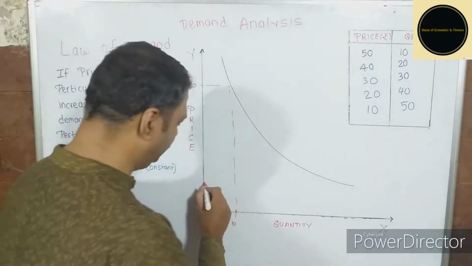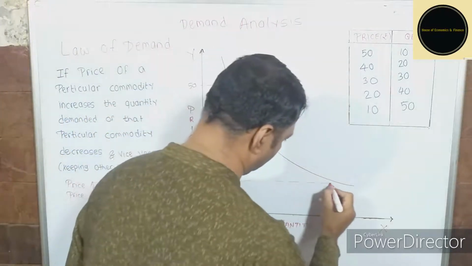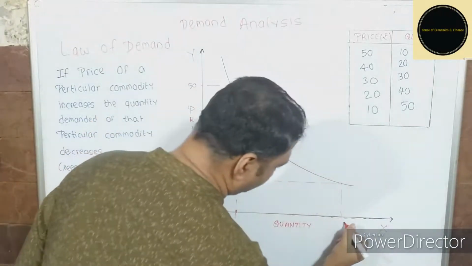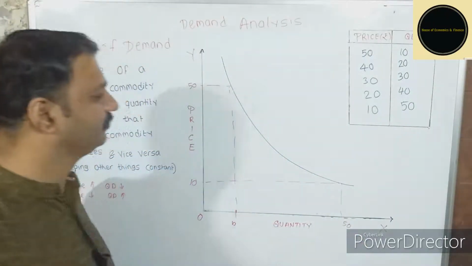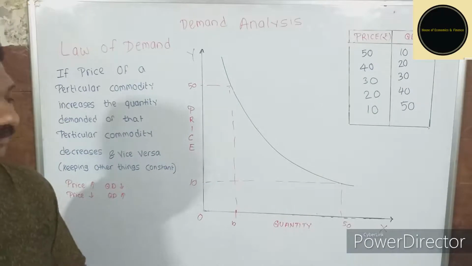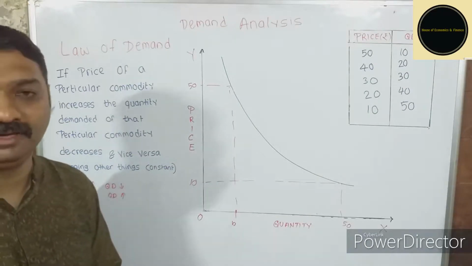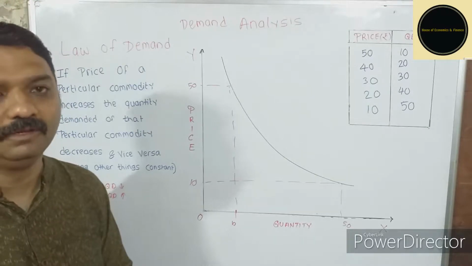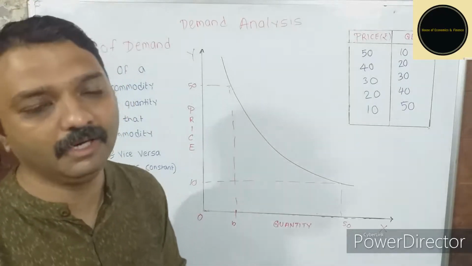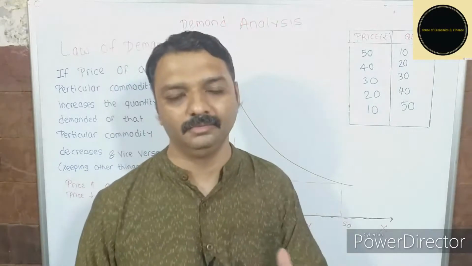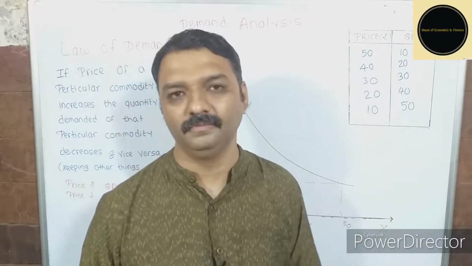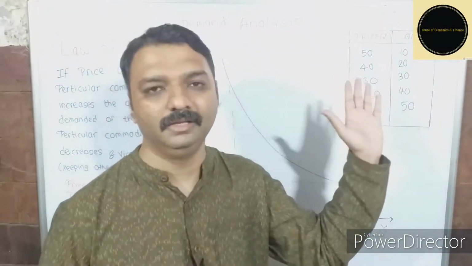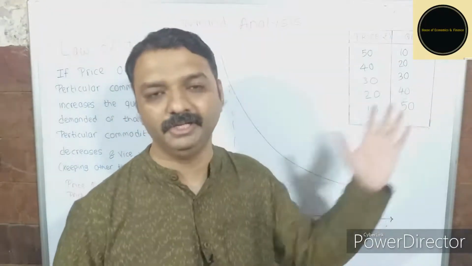Whereas when the price is 10 rupees, the quantity demanded is 50 units. So this relationship is graphically represented by a demand curve. So this is basically the law of demand, and here I have explained it through the demand schedule and the demand curve.